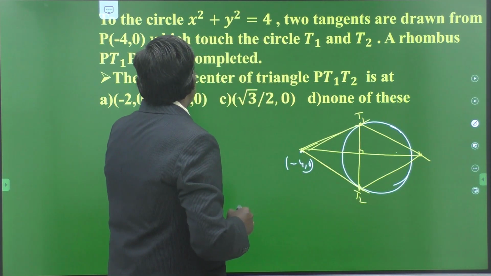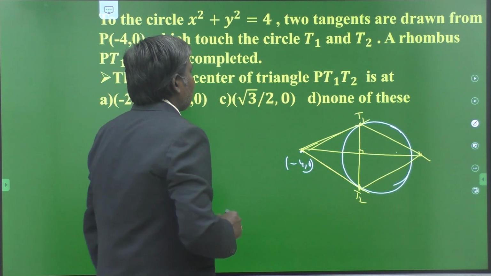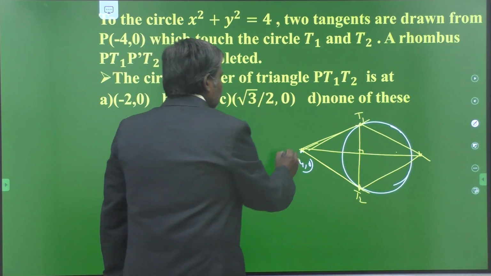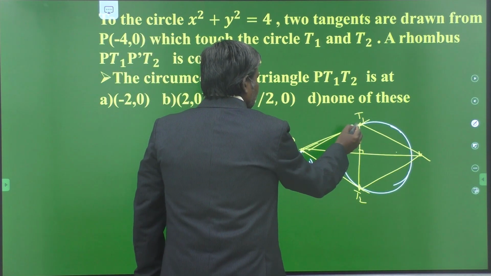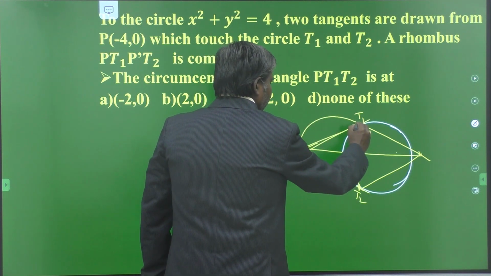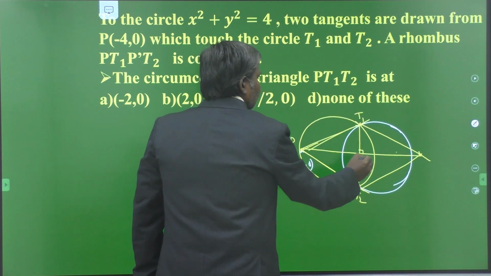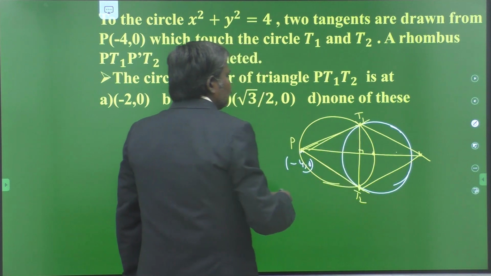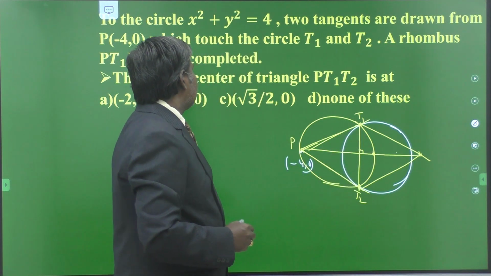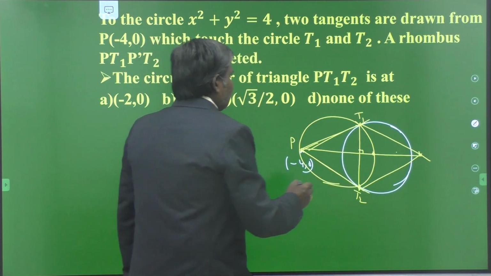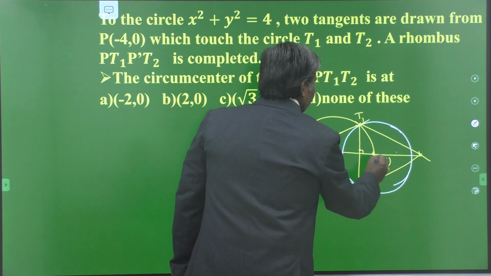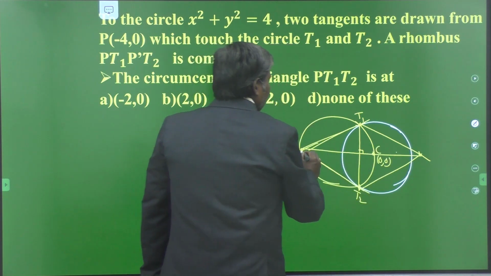What is the first question? The circumcenter of the triangle PT1 T2. This is your point P. The circumcircle is like that. All of you know that the circumcircle always passes through the center of the given circle. So what is the center of the circle? This is 0 comma 0. Center. This is the point P.